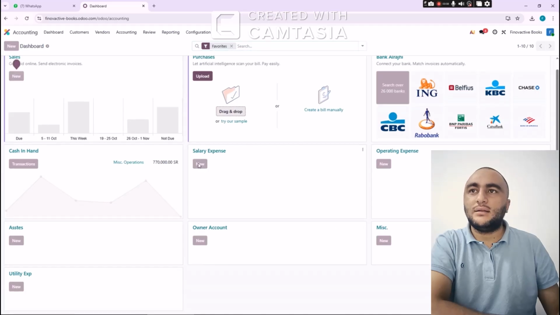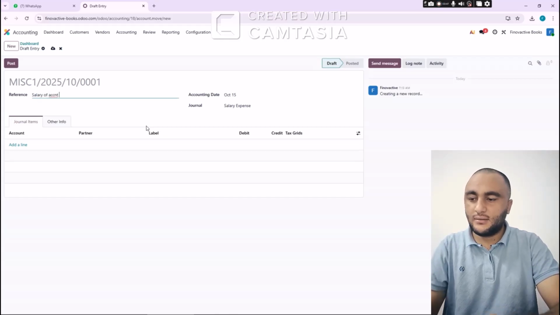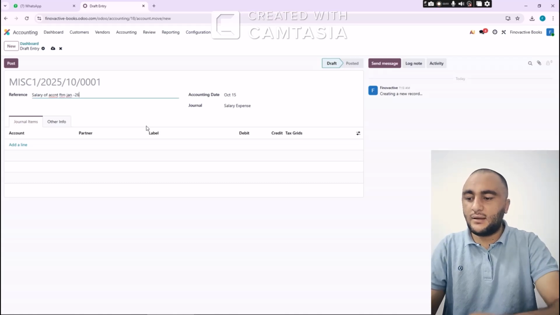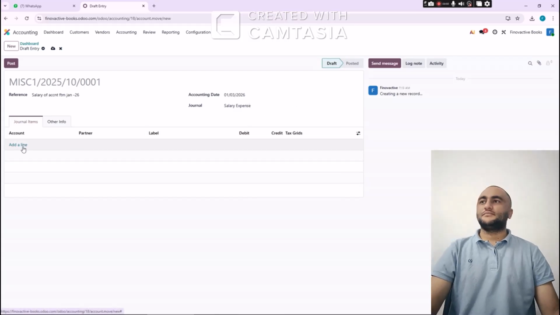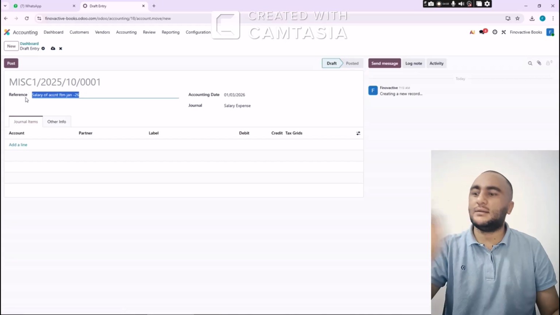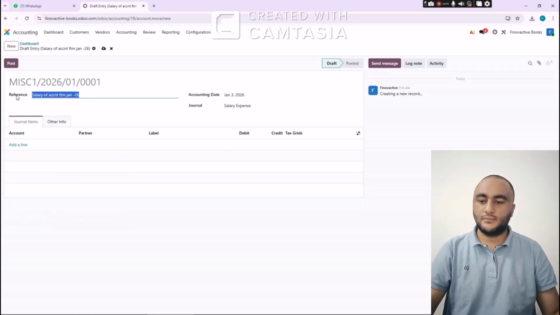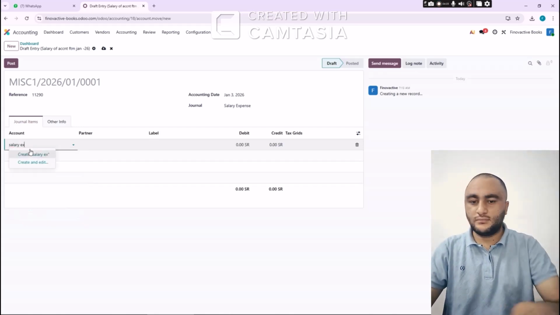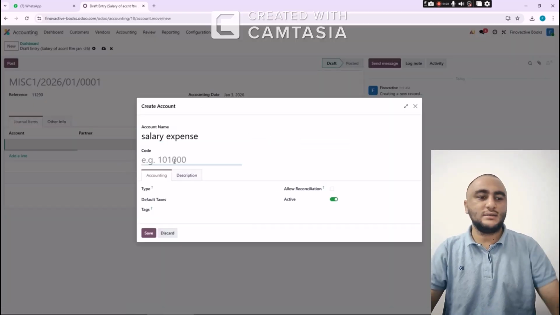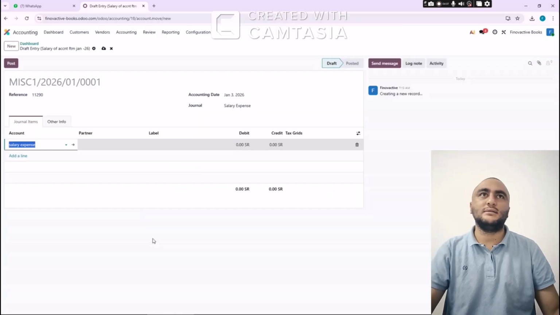Now we will post the salary of the accountant. Salary of accountant for the month June 26. Here you have to write reference, but I just write narration here. It's taking a little time, you can write here basically salary expense, and the expense account was 400, and it's an expense account, so you can write here expenses and save.